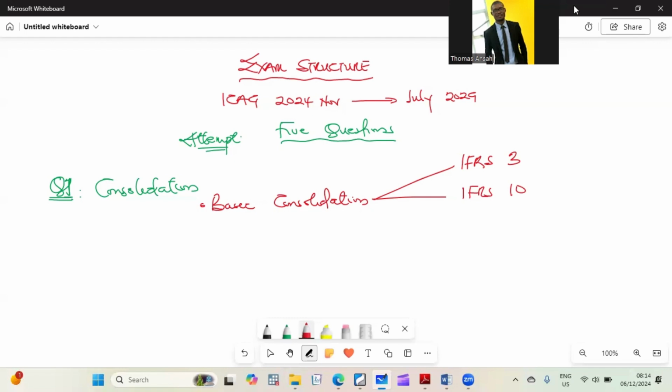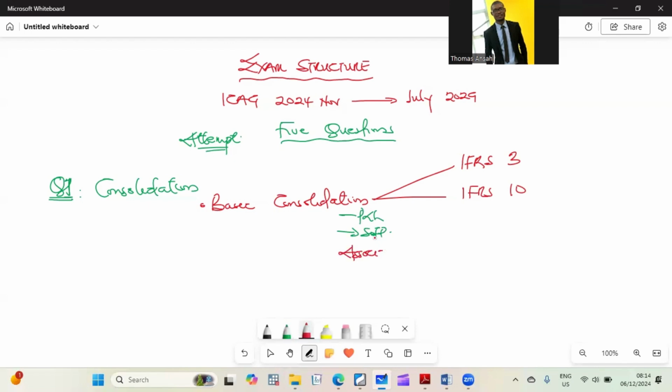They just change the words. In the basic consolidation, we will be doing how to prepare a P&L and a balance sheet or an SOFP. So that is the basic side, and purely this is level 2.